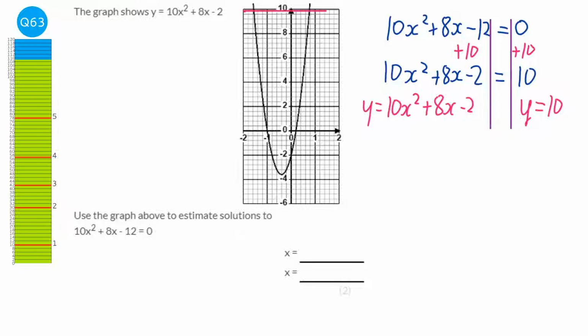Let's just make sure I get it nice. There we are. I need to move that up a little bit. There we are. And let's read off the values that that gives us.